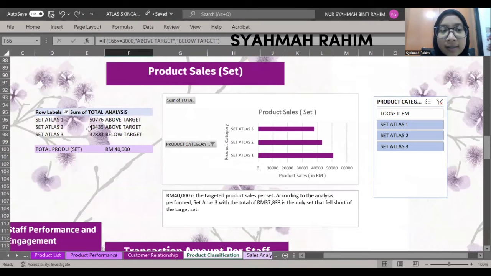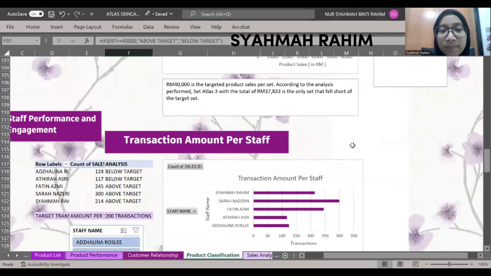And product sales by set, and this is the pivot table that we use. And also an if formula to show above target or below target, and 40,000 ringgit is the targeted product sale per set. According to the analysis performed, Set Atlas 3 with a total of 37,833 is the only set that fell short of the target. So this also has the slicers.